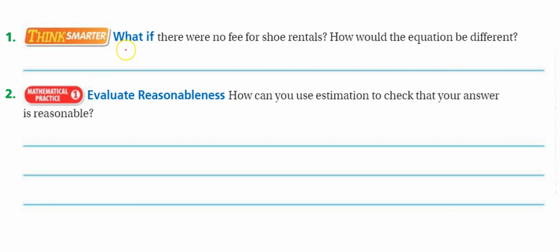Okay, this says, think smarter. What if there were no fee for the shoe rentals? Again, we're still on page 358, just looking at the bottom now. How would the equation be different?